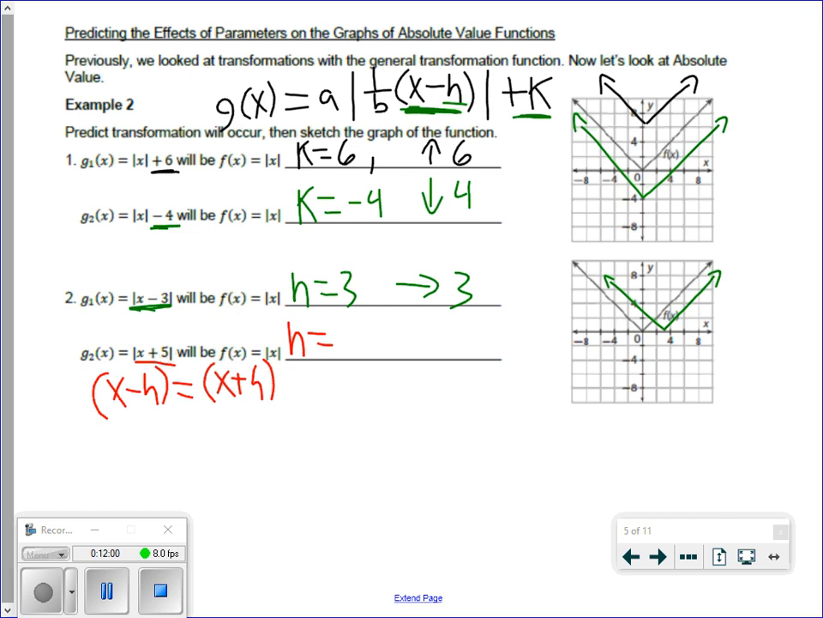If you solve this out, I don't know why I put x plus h, but it should be x plus 5. So if you had x minus negative 5, that's going to give us our x plus 5. X minus negative 5 is x plus 5. Sorry, negative 5, not positive 5.